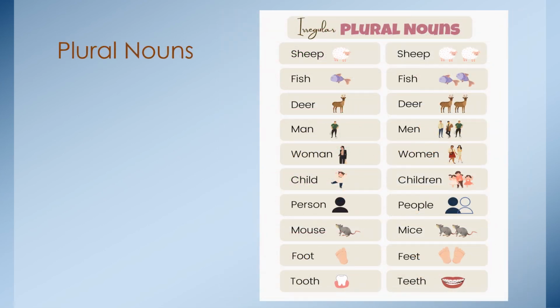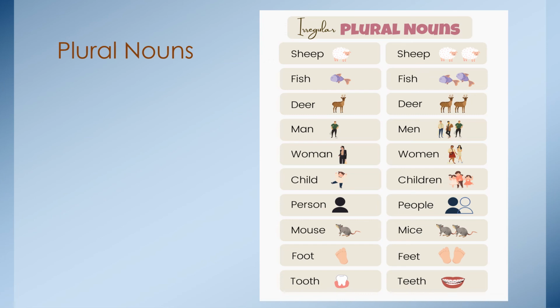Plural nouns fall in two categories, regular and irregular. For example, sheep. Now, if sheep is singular, it's spelled S-H-E-E-P. However, if it's plural, it's still spelled S-H-E-E-P. Fish is the same. Deer, also the same. And then we have man versus men. So you see how you change that A to an E. Irregular plural noun. The same with woman versus women.